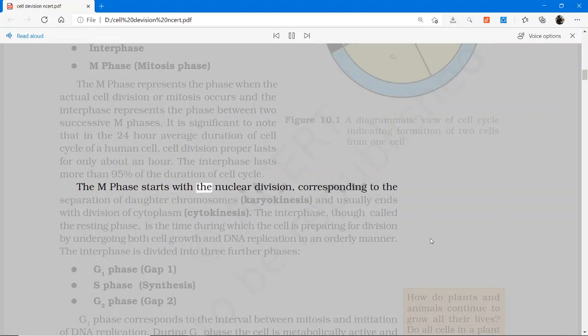The M phase starts with the nuclear division, corresponding to the separation of daughter chromosomes, karyokinesis, and usually ends with division of cytoplasm, cytokinesis. The interphase, though called the resting phase, is the time during which the cell is preparing for division by undergoing both cell growth and DNA replication in an orderly manner. The interphase is divided into three further phases: G1 phase, gap 1; S phase, synthesis; and G2 phase, gap 2. G1 phase corresponds to the interval between mitosis and initiation of DNA replication.